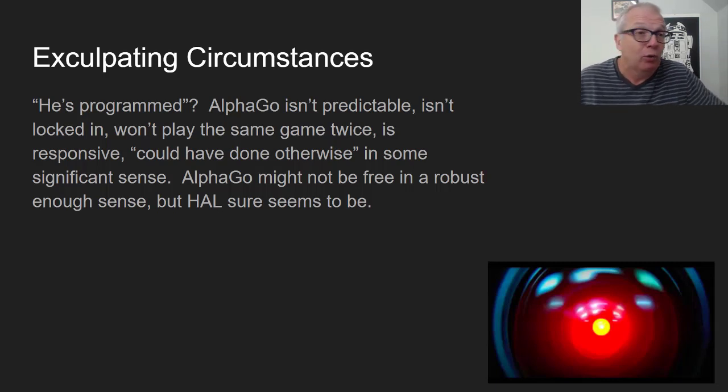I mean, if Lee Sedol knew what it could do next, then he could beat it. AlphaGo's not locked in, and I think this is true, that AlphaGo wouldn't play the same game twice. I bet that's true of Deep Blue as well. DeepMind is the company that runs AlphaGo. Deep Blue is the program that IBM produced in the 90s to beat Kasparov. So I think it's true of Deep Blue and AlphaGo that they wouldn't play the same game twice, and they're responsive to what the other player is doing.